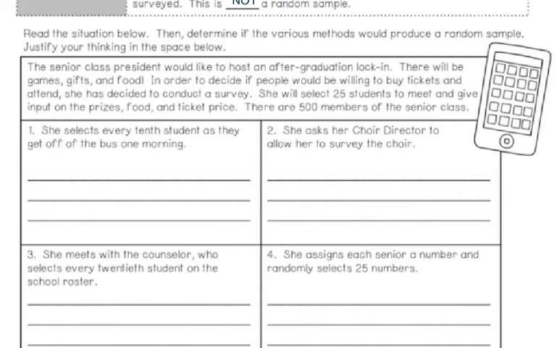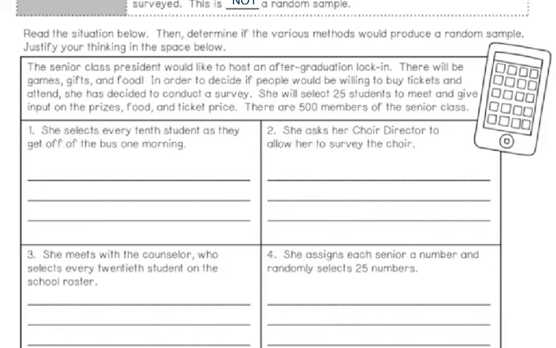So the problem here says the senior class president would like to host an after-graduation lock-in. There will be games, gifts, and food. In order to decide if people would be willing to buy tickets to attend, she has decided to conduct a survey. She will select 25 students to meet and give input on the prices, food, and ticket price. There are 500 members of the senior class. Her first scenario is that she will select every 10th student as they get off of the bus one morning.